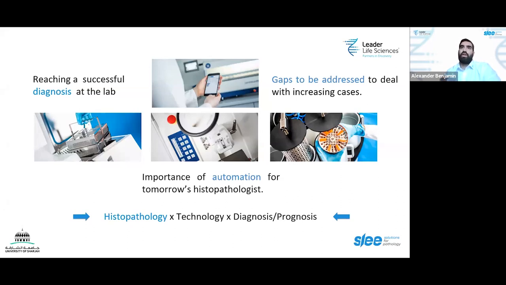Of course, we always need to take into consideration, speaking about different countries or different markets, what is the actual situation in the labs.